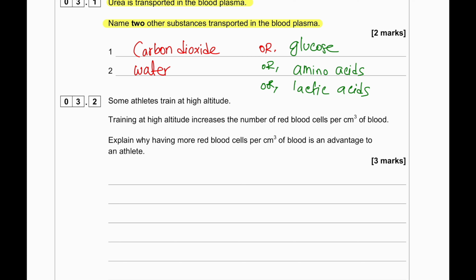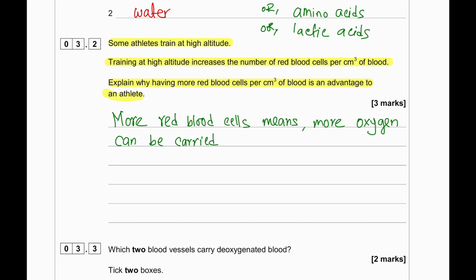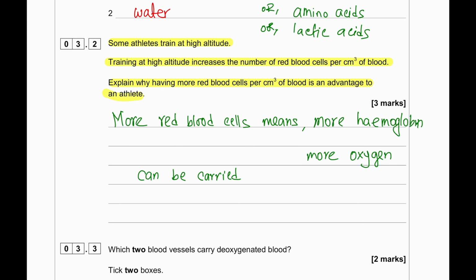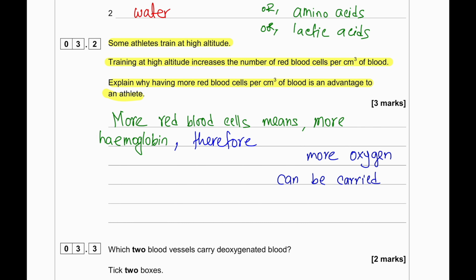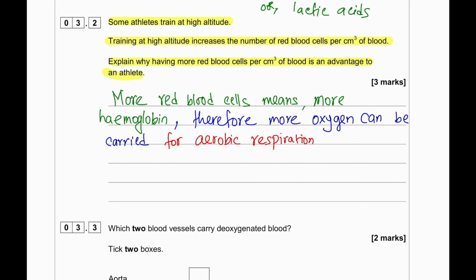Some athletes train at high altitude. Training at high altitude increases the number of red blood cells per cm cube of blood. Explain why having more red blood cells per cm cube of blood is an advantage to an athlete. Having more red blood cells per cm cube means there will be more hemoglobin. Thereby, the red blood cells will have more ability to carry oxygen and transport oxygen for aerobic respiration to the muscle cells. So more energy will be released by the muscle cells during aerobic respiration, and the athlete will be able to work harder.